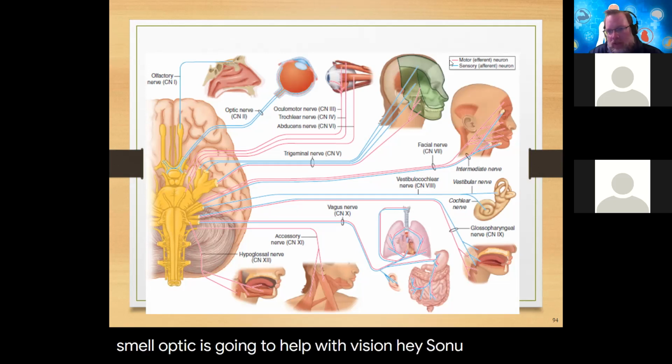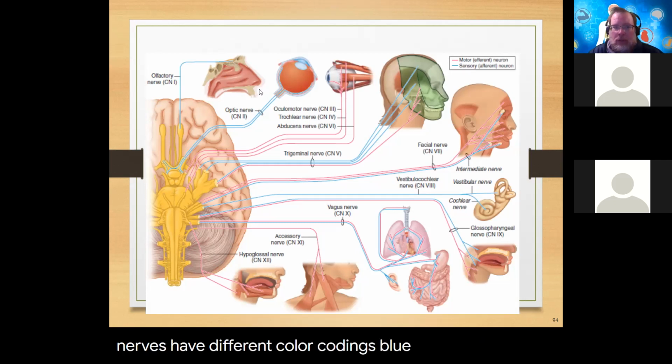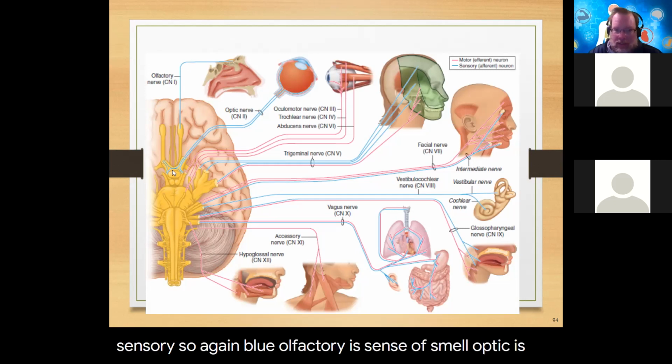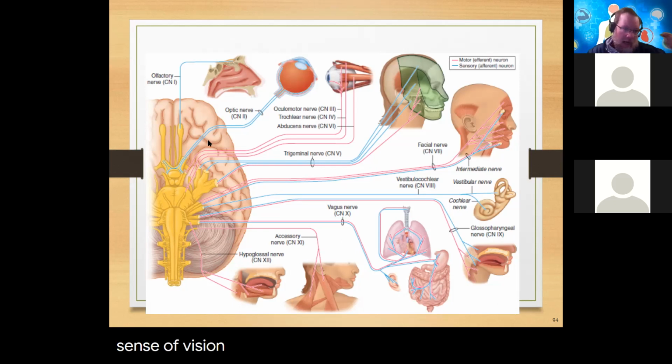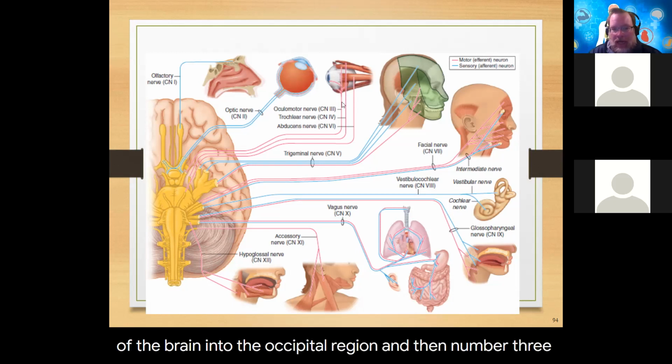Okay, so notice too, our nerves have different color codings. Blue are going to be sensory. So again, blue, olfactory is sense of smell. Optic is sense of vision. Notice too that optic nerve, as it comes in, we go through that optic chiasm. We see the pituitary here, and then we end up traveling to the opposite side of the brain into the occipital region. And then number 3 is oculomotor.